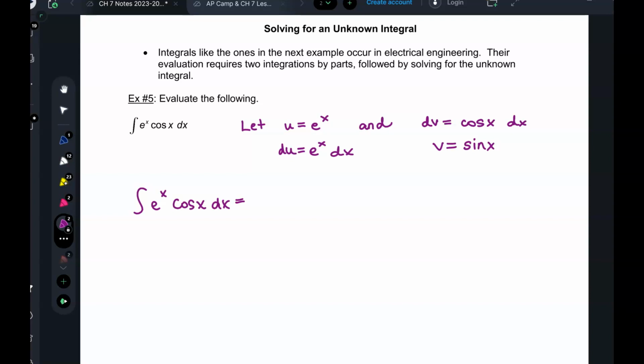uv, so e to the x sine x. There's no shortcut for this, so we have no choice but to do it like this. Minus v du, so it's going to be sine x e to the x dx. Okay, so we're gonna have to do that again, right? Yeah.